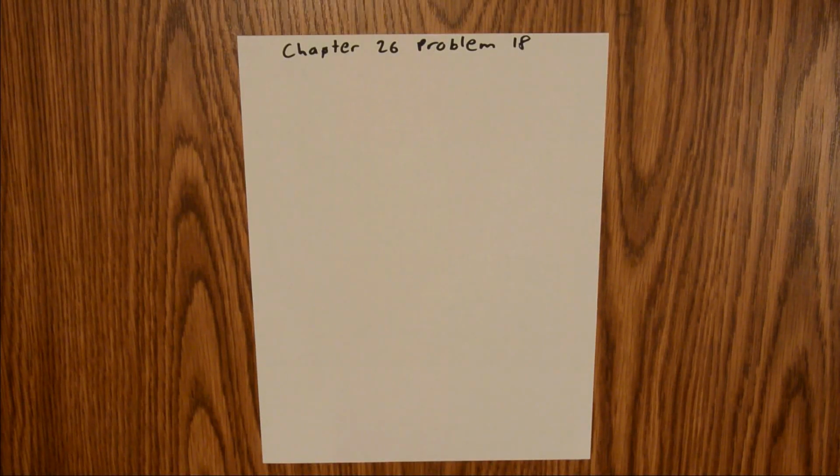And for today's video, I'll be doing Chapter 26, Problem 18 in the Fundamentals of Physics textbook, 8th edition by Gerald Walker, Halliday, and Resnick. Chapter 26 is all about current and resistance, and in Problem 18, we're given the resistance of a wire and asked to find the resistance of a second wire with a few modifications.